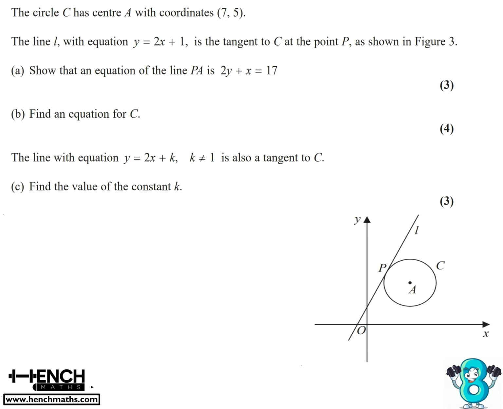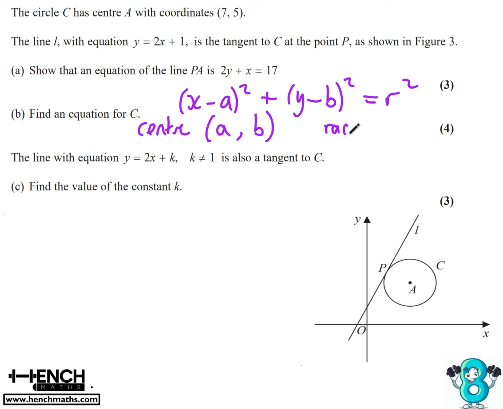In part B, it wants us to find the equation for our circle. So let's remind ourselves, the general format of a circle is x subtract a squared plus y subtract b squared is equal to r squared, and this has a center (a, b) and a radius r. Now we know the center, but we don't know the radius, so that's what we need to find out. So how could we find the radius? Do we actually know what P is? Do we know this point? Because if we did, then we could find the radius that way.